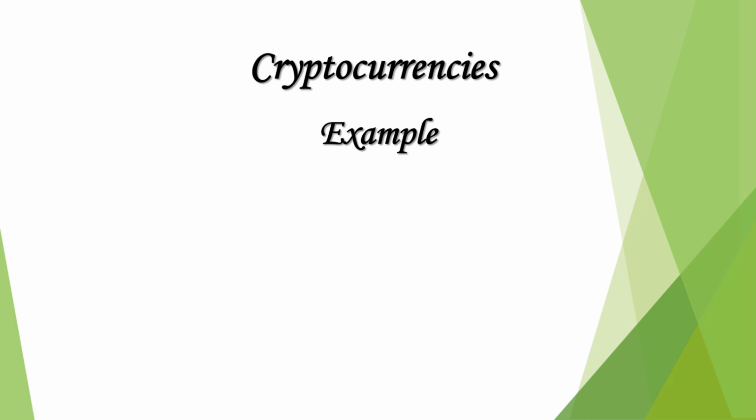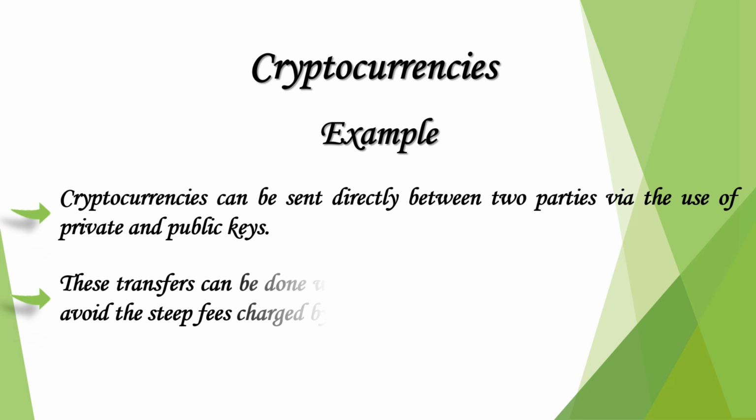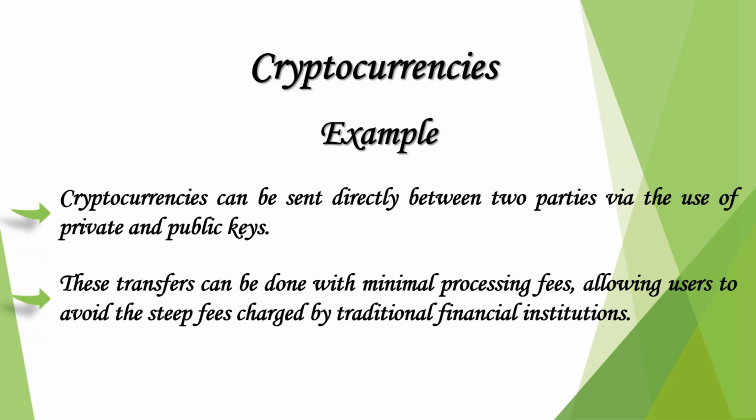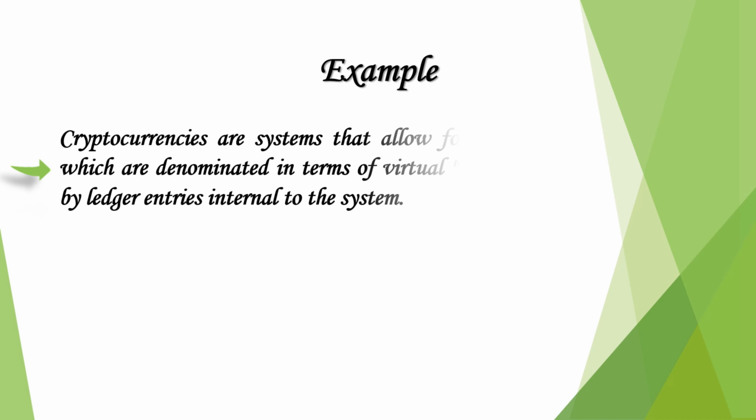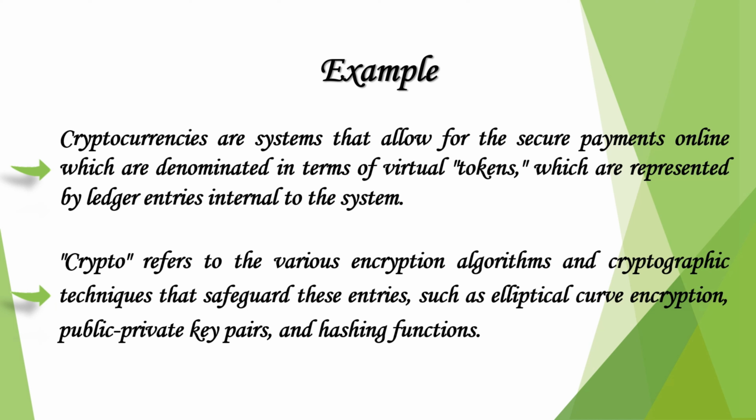Example: cryptocurrencies can be sent directly between two parties via the use of private and public keys. These transfers can be done with minimal processing fees, allowing users to avoid the steep fees charged by traditional financial institutions. Cryptocurrencies are systems that allow for secure payments online, which are denominated in terms of virtual tokens, which are represented by ledger entries internal to the system. Crypto refers to the various encryption algorithms and cryptographic techniques that safeguard these entries, such as elliptical curve encryption, public-private key pairs, and hashing functions.